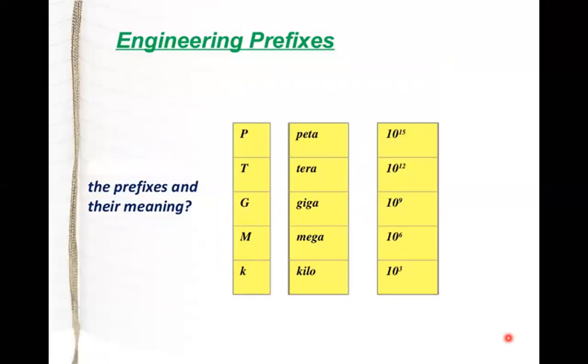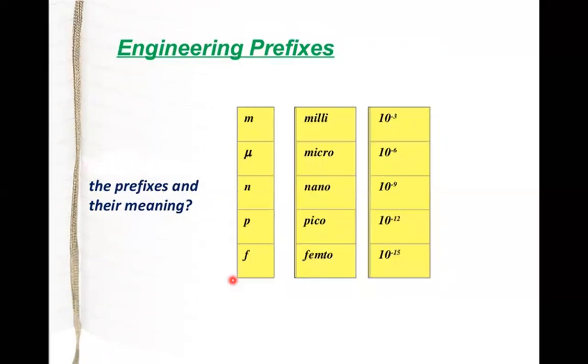The prefixes and their meanings. If it is written as capital P, then it is peta, 10 to the power of plus 15. T is what we normally use for terabyte. Now we prefer 1 terabyte of memory for laptops and desktops, the hard disks. So that is terabyte, capital T, tera, 10 to the power of plus 12. Giga is 10 to the power of 9, mega is 10 to the power of 6, and kilo is 10 to the power of 3. These are all plus.